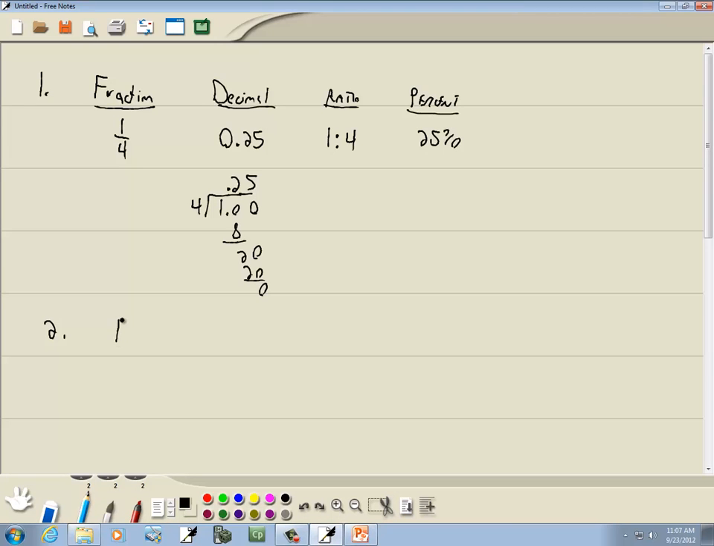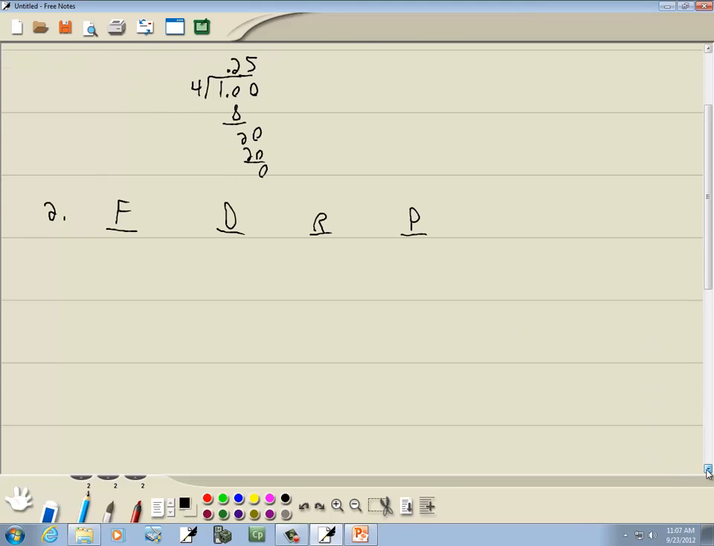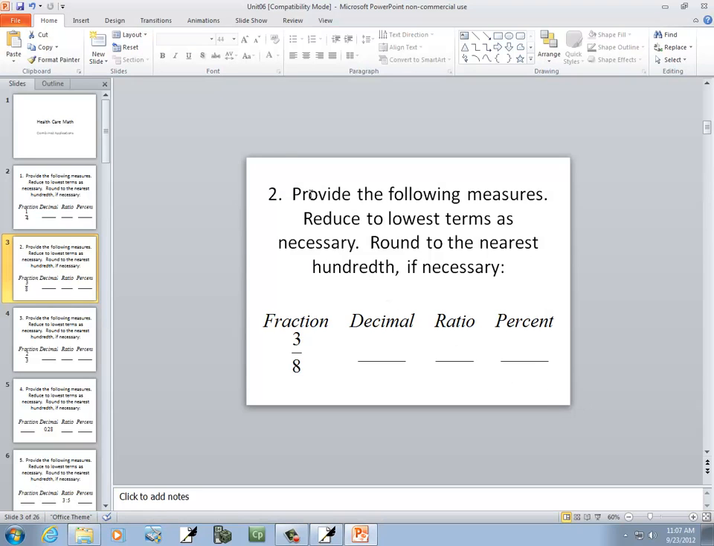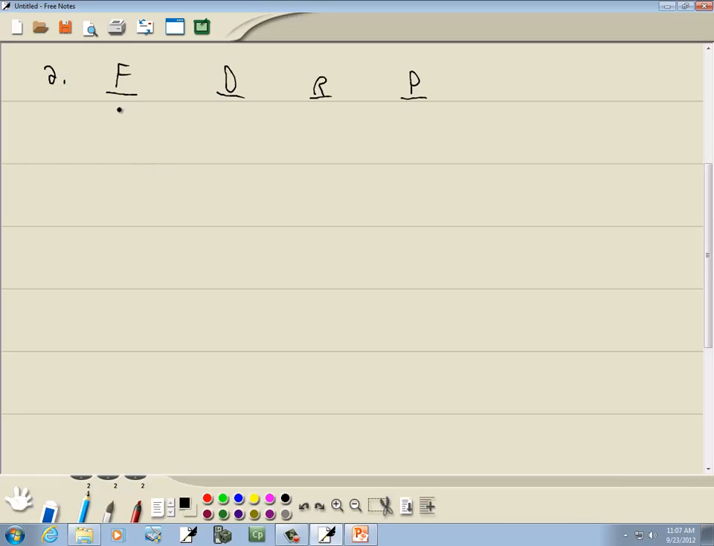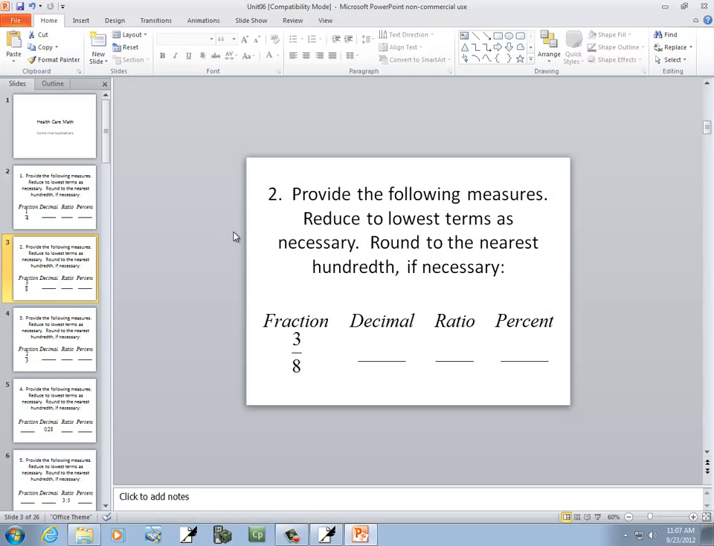Okay, let's look at our fraction. And we'll look at our decimal. We'll look at our ratio. And we'll look at our percent form. And this one's 3/8. Now this one does say round to the nearest hundredth if necessary.